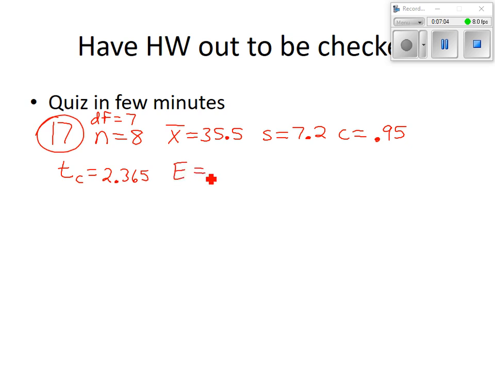Once we have that, we're going to find E. We find E by taking that number, 2.365 times s over the square root of 8. Somebody do all that math for us.